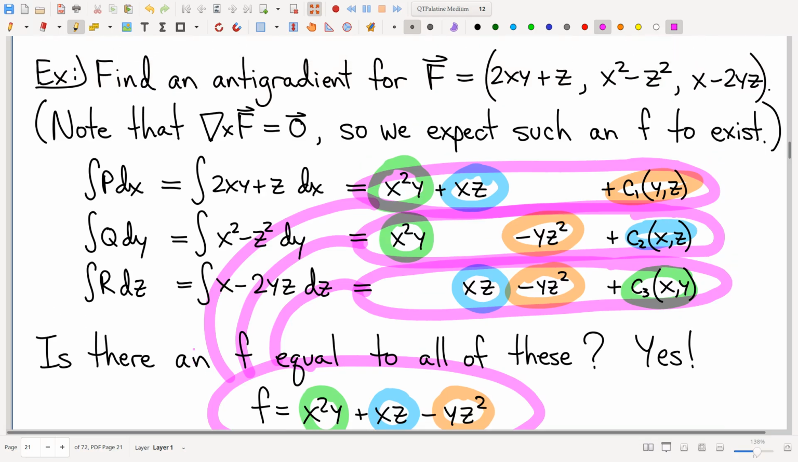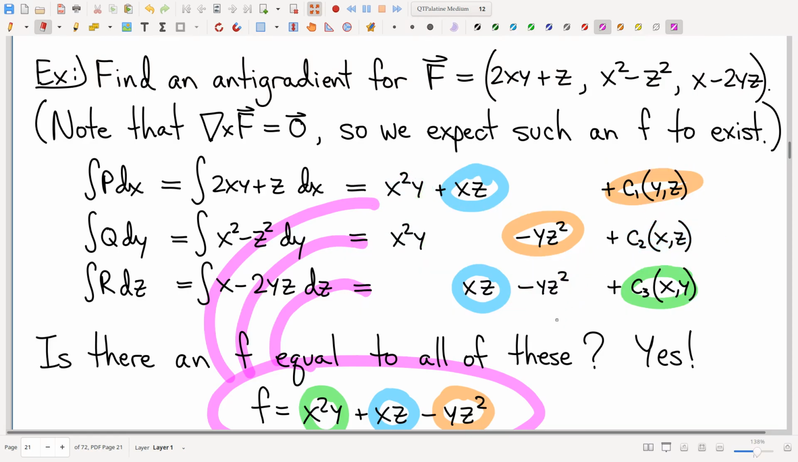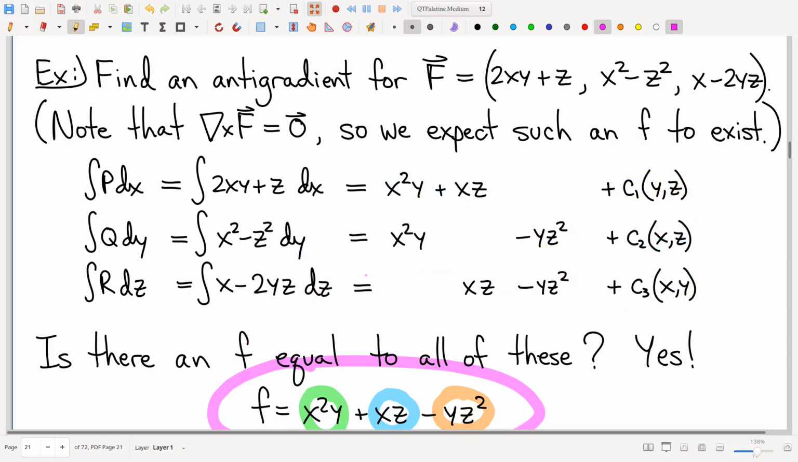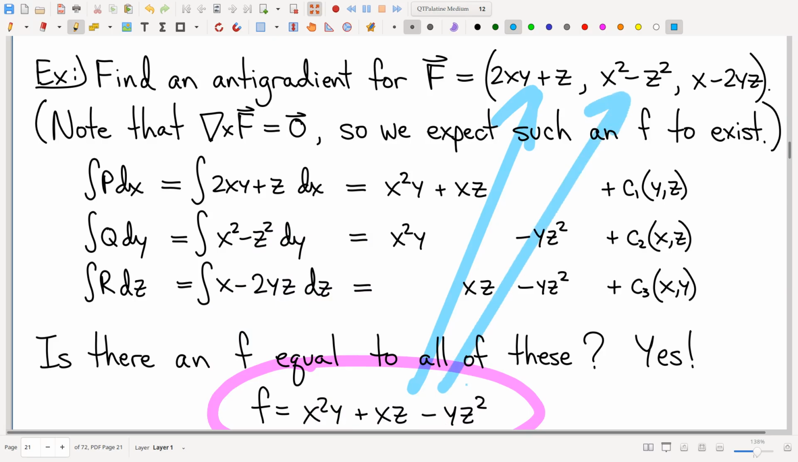And by the way, just for the confirmation that this actually is doing what we claim that it's doing, I think it's a nice exercise. I encourage you to do the following: to actually take this and take its gradient. When you take the gradient, you're going to get exactly f, as desired. So we have successfully found that anti-gradient. Okay, everybody see the process? Okay.